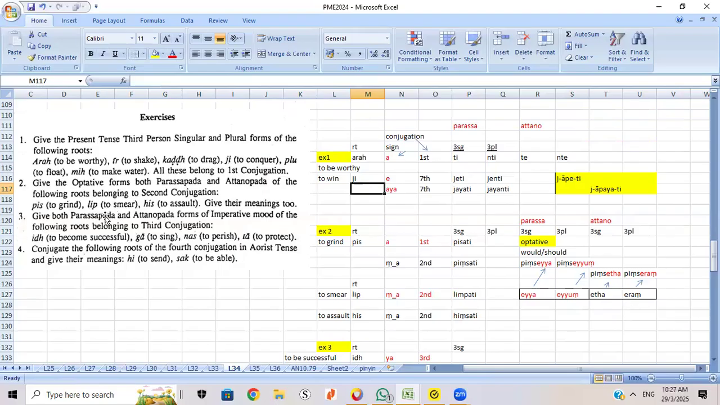If it says the root here is pis, the root is pis. You have to find what conjugation this form is. If it's using the first conjugation, your third person will be pisati, because pisa plus ti. The ti is the third person, can you see? This word can also take the second conjugation, pimsati.